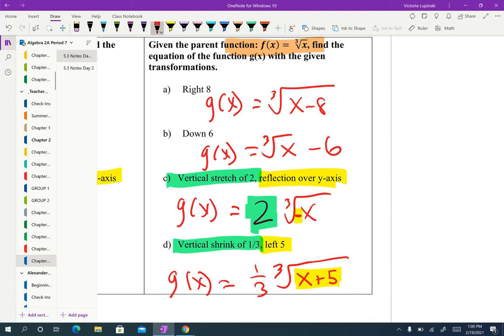So hopefully after today's lesson, you have a good reminder of the transformations, a little bit of a reminder about domain and range, and then of course, what the graphs of the square root and the cube root look like.